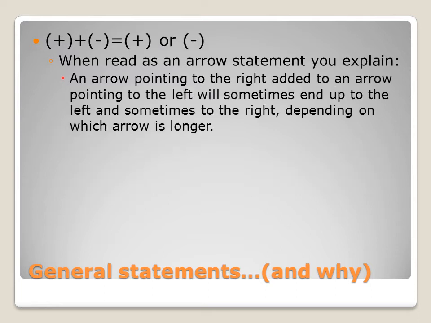Now, a positive plus a negative equals a positive or a negative. And if you wanted to explain that, you would say an arrow pointing to the right, which is what a positive is, added to an arrow pointing to the left, which is what a negative is, will sometimes end up to the left and sometimes to the right, depending on which arrow is longer. This would be a good one for a sometimes answer. If I said a positive plus a negative equals a positive, you would say sometimes. It sometimes equals a positive. If I said a positive plus a negative equals a negative, you would also say sometimes.